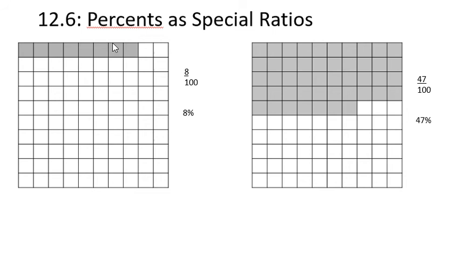In this diagram right here, these are just 100 grids. I have shaded in 8 of these small squares out of a total of 100. If I wrote that as a fraction, it would look like this: 8 over 100. So 8 are shaded in over 100. However, if I wanted to write that as a percentage, I could write it as 8%. That's the short form to write over 100.